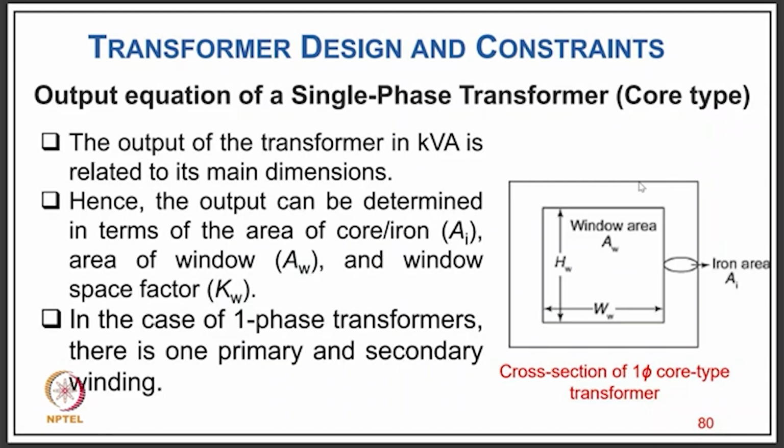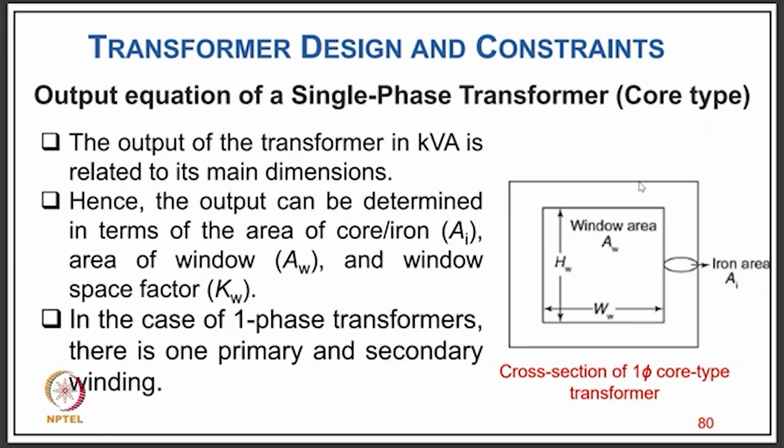The output of the transformer in kVA is related to the main dimensions, and the output can be determined in terms of the area of the core or iron, that is Ai, the area of the window Aw, and the window space factor Kw. Window space factor comes in because you don't use the entire window space for the winding like copper or aluminum conductors; some area goes to insulation. So we account for that with the window space factor, and that depends on how much insulation is needed, which depends on the voltage rating of the transformer. So this Kw is also affected by the voltage rating of the transformer.